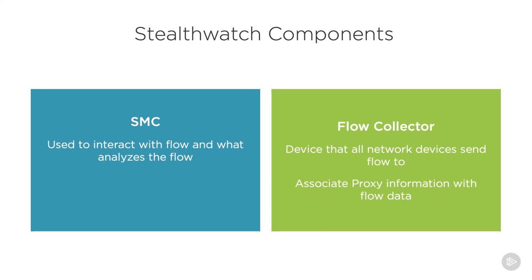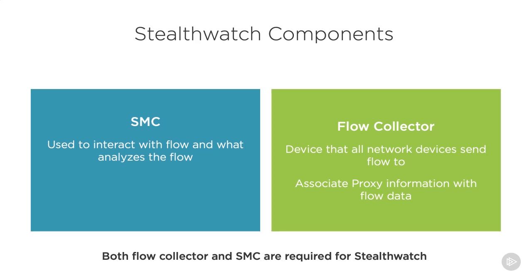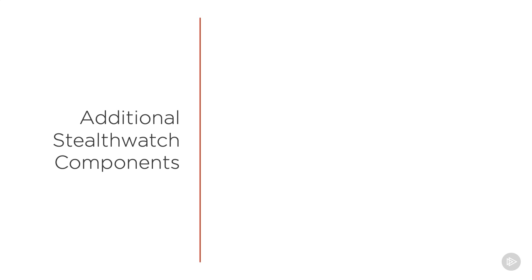The benefit of having a flow collector in addition to SMC is that each device's resources can be dedicated to specific tasks. The flow collector is responsible for the aggregation of large amounts of flow, while the SMC is responsible for analyzing the flow. Both the SMC and flow collector are required in order for Stealthwatch to work. But there are two other components of Stealthwatch that, while not required, provide additional benefits. The first is the flow sensor.